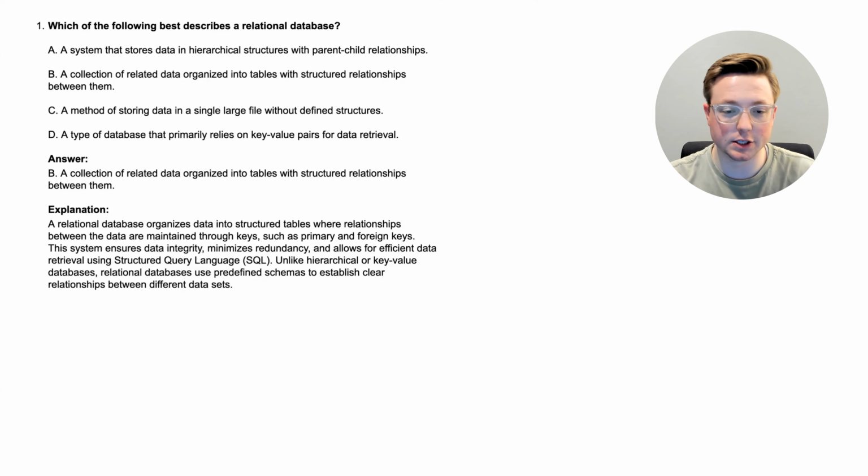So let's read the explanation to understand it a little bit better. A relational database organizes data into structured tables, and we've probably all seen tables in accounting, where relationships between the data are maintained through keys such as primary and foreign keys. And we'll learn more about those in the next few questions. This system ensures data integrity, minimizes redundancy, and allows for efficient data retrieval using structured query language or SQL. Unlike hierarchical or key value databases, relational databases use predefined schemas to establish clear relationships between different data sets.